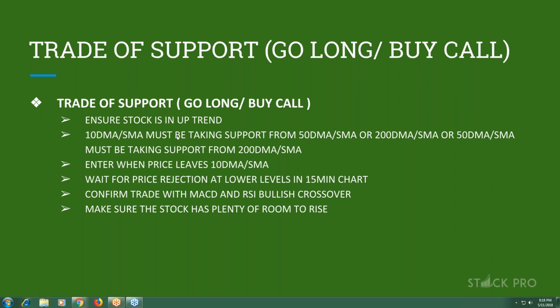First and foremost, the stock should be in the uptrend. Ensure that the stock is in uptrend. Then the 10 DMA or SMA must be taking the support on the 50 DMA or SMA or 200 DMA or SMA. This is one possibility, right? This is the 10 moving average, this is taking support on 50 or 200, or this is 10, this is 50, and this is 200, right?